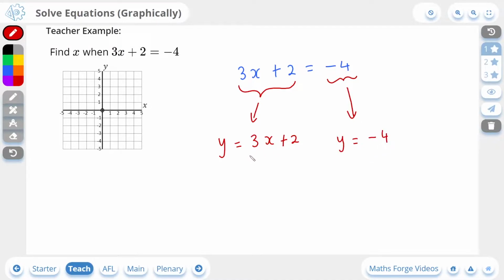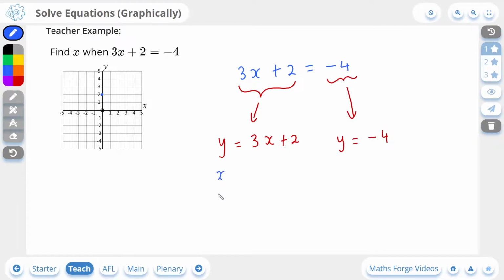Now, the reason we have set them equal to y is because we're going to draw the lines for these equations out onto this grid. Where these lines intersect each other is the solution to this equation. Let me show you what that looks like. Now let's go ahead and draw this line out on the grid.